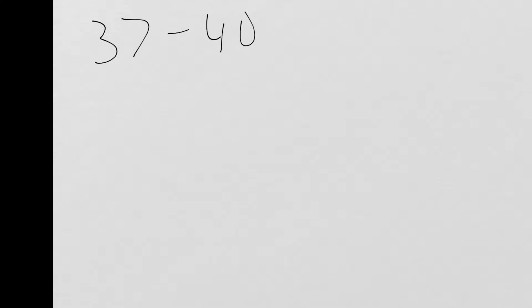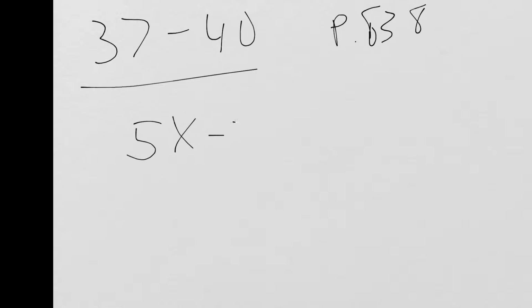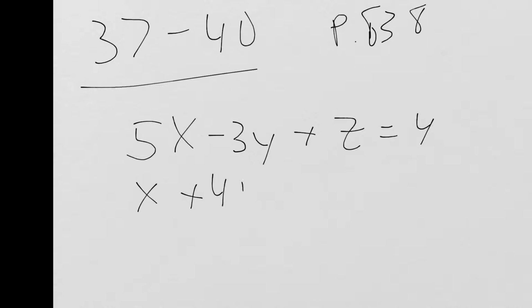So class, this is page 838, numbers 37 to 40. We're supposed to determine how these two planes are related. The first one is 5x minus 3y plus z equals 4, and x plus 4y plus 7z equals 1.